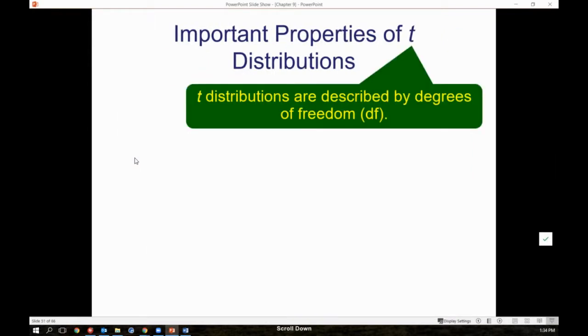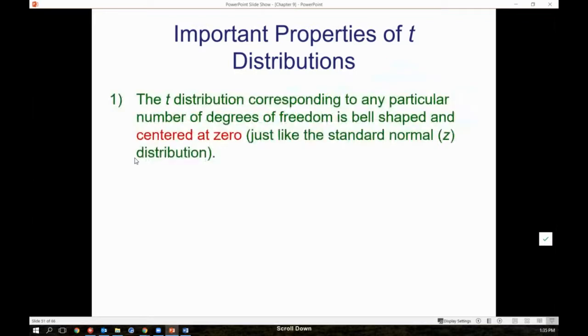Let's look at some properties. T distributions are described by their degrees of freedom. And we'll talk about how to calculate degrees of freedom here in a second. But we describe them by their degrees of freedom. So the T distribution corresponding to any particular degree of freedom is bell-shaped and centered at 0. Sounds like another distribution we know of. Bell-shaped and centered at 0. Standard normal. That's right.